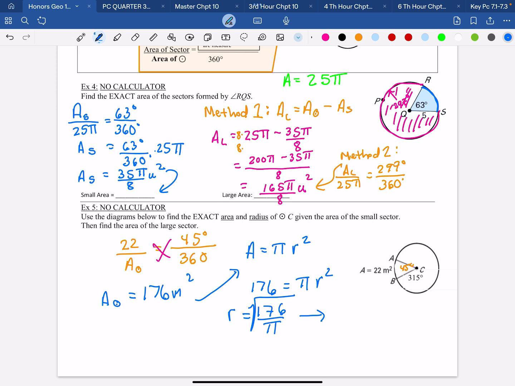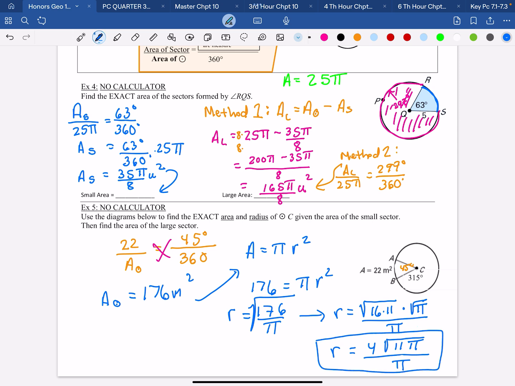And then fast forward. Hopefully at the end of the day, you realized that 176 can be broken down into 16 times 11, and then rationalizing the denominator, you have times the square root of pi on top divided by pi, and this simplifies down to 4, and then you can combine the square roots of 11 and pi together, all divided by pi. Whoops, not 4. All divided by pi. And there's the radius as a simplified radical by rationalizing the denominator as well.